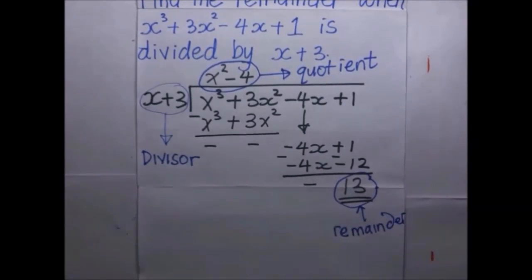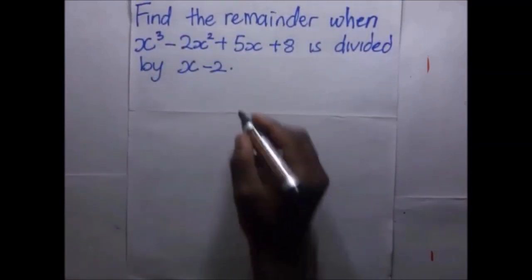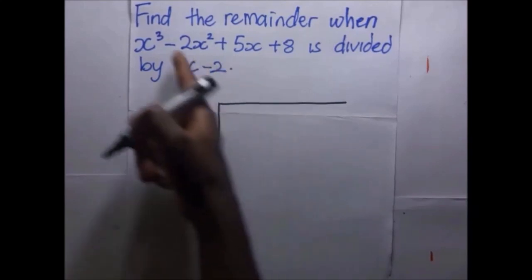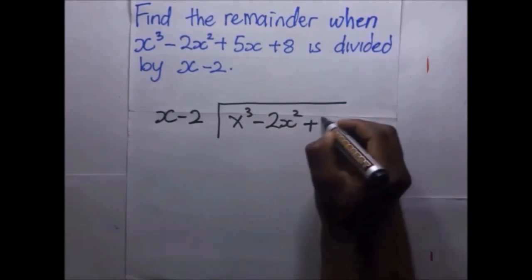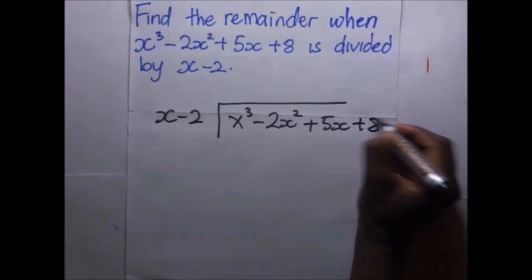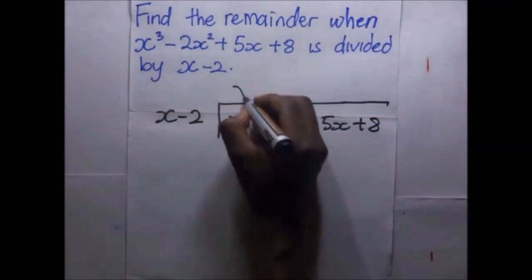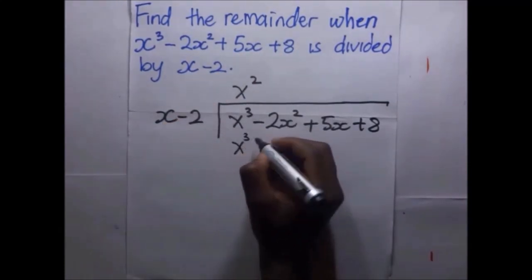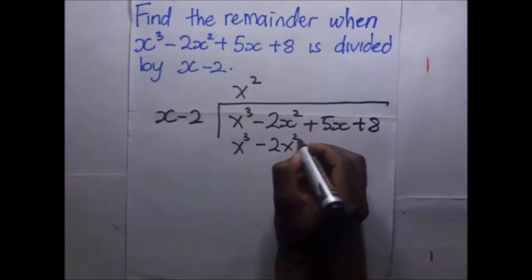Let's do another example. Find the remainder when x cubed minus 2x squared plus 5x plus 8 is divided by x minus 2. We'll do long division, so it is x minus 2 there, and then we have x cubed minus 2x squared plus 5x plus 8. So we begin: x cubed divided by x, you remain with x squared. x squared times x is going to become x cubed. Then x squared times minus 2 will give us minus 2x squared.